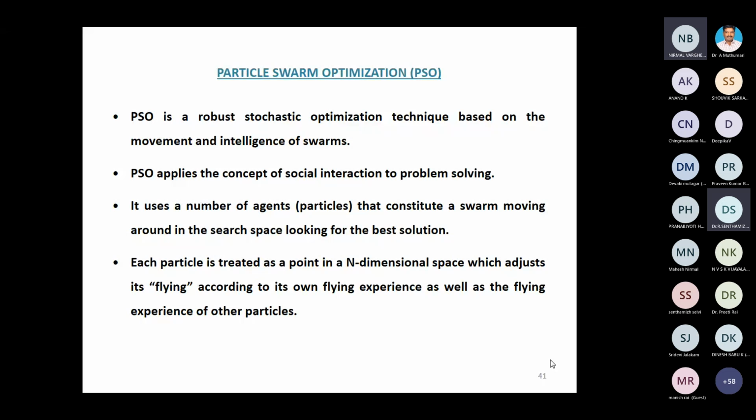Okay. Now, if you do not have an idea about PSO, I will explain the PSO concept. PSO is robust. The same way, in your application also, you cannot use neural networks randomly.